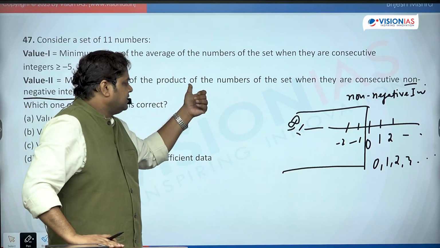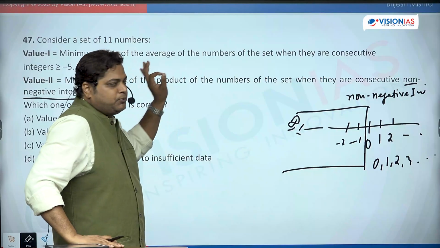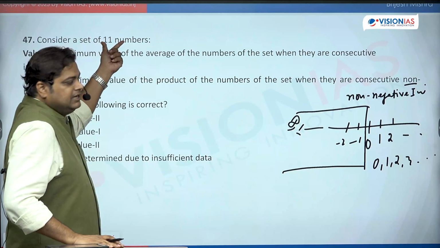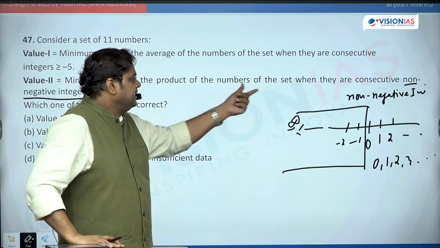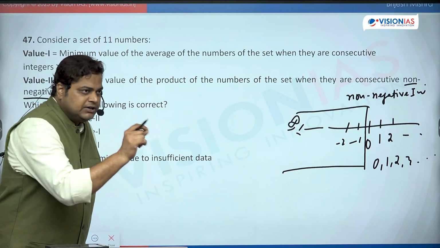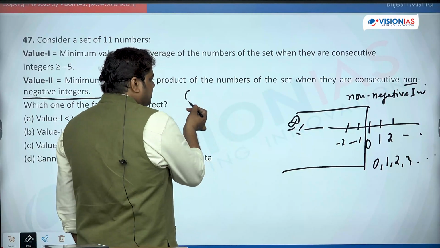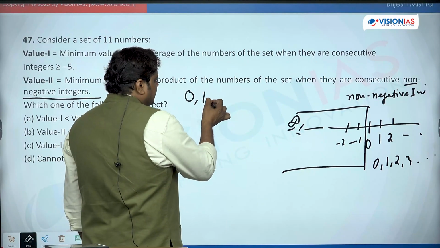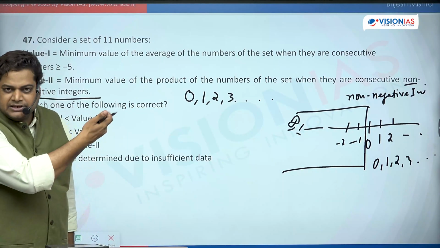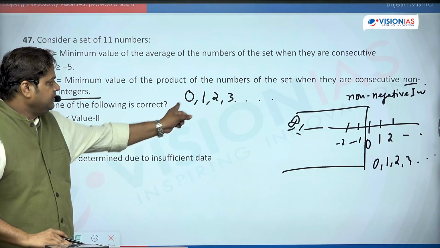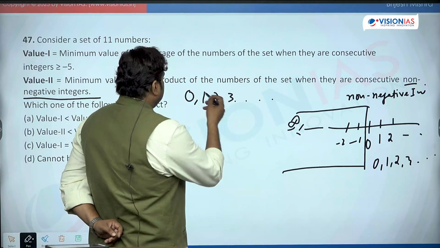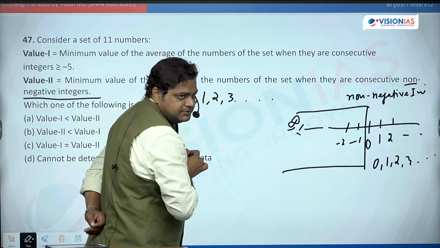minimum value of the product of the numbers of the set, 11 numbers are there, when they are consecutive non-negative integers. So non-negative integers will start from which value? 0. So we can take this way, 11 consecutive numbers, 0, 1, 2, 3 this way. What is the minimum value of the product of these 11 numbers?